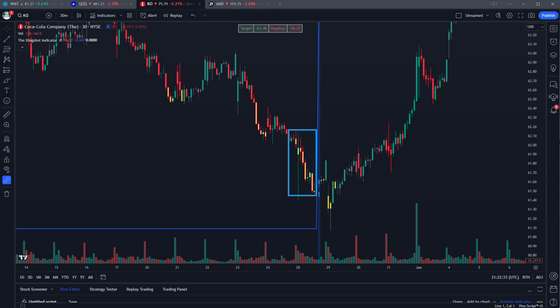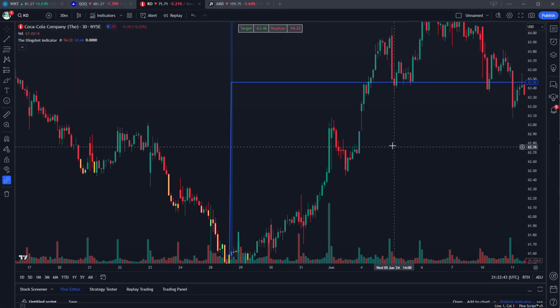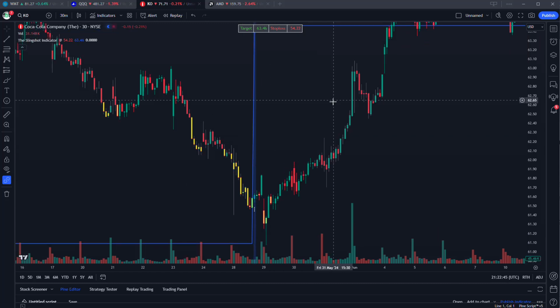And then eventually we did get a signal here. This is where the trigger line was, and this is another buy. Of course, a really nice trade, pretty much a rocket all the way to the upside. That was the 28th to the 4th. So not very many days there, and a really good trade.